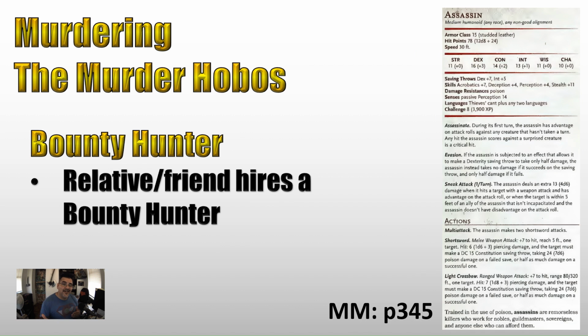Another thing we can do that's related to that is maybe a family member comes to town, realizes that their loved one is missing, and actually hires a bounty hunter to find that murder hobo. Here I put a stat block of the assassin, page 345 of the Monster Manual. You can see it has plenty of things that it can do.